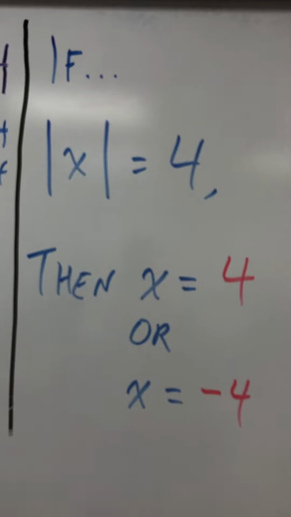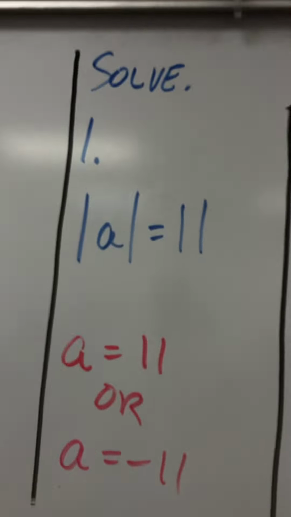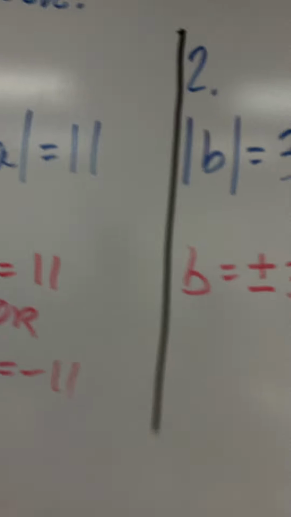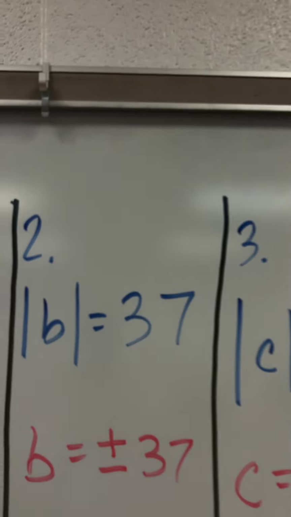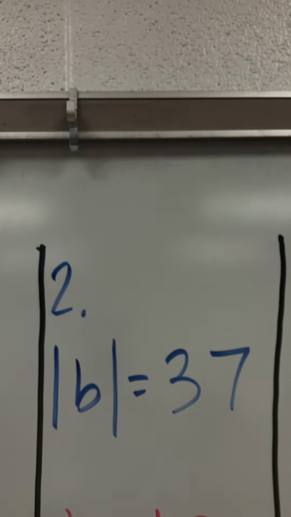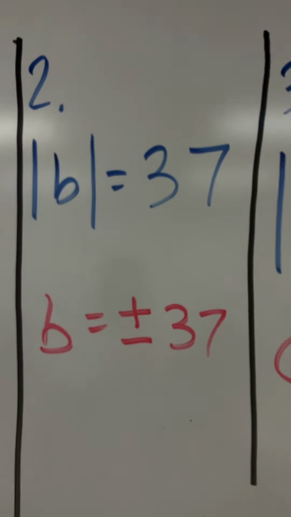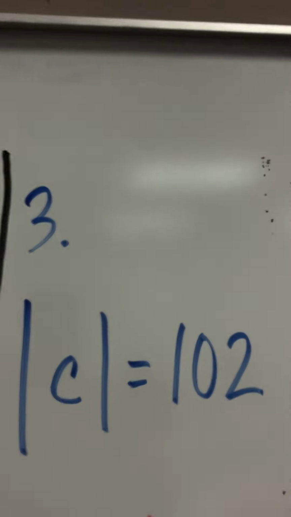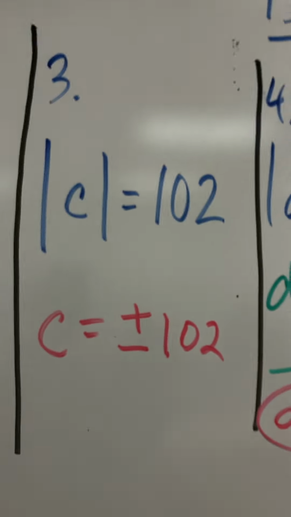Okay? So if I say absolute value of a equals 11, the answer is +11 or -11. If I say absolute value of b equals 37, b equals +37 or -37, or plus or minus 37. If absolute value of c equals 102, c equals plus or minus 102.